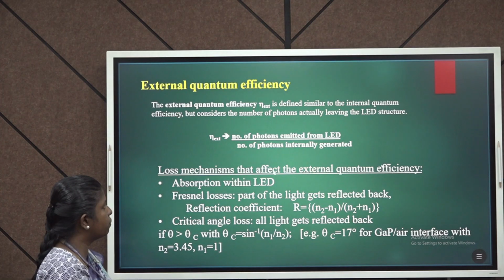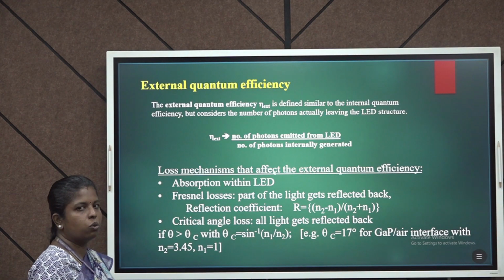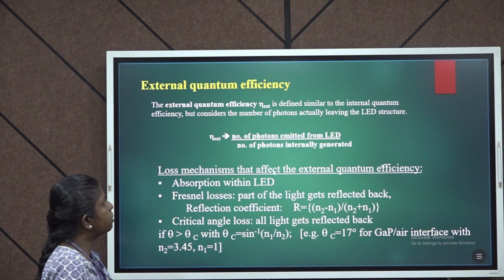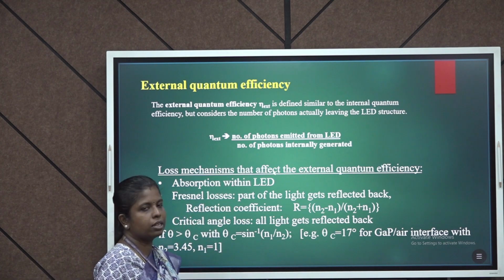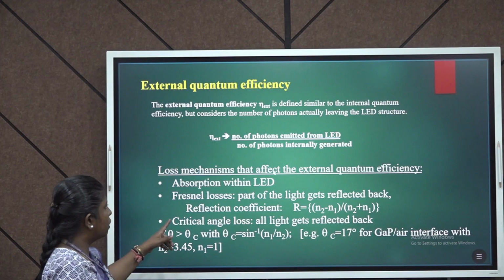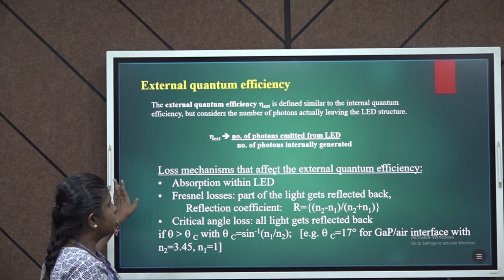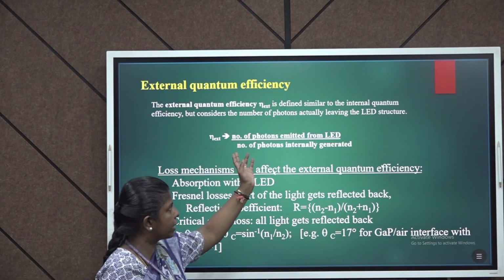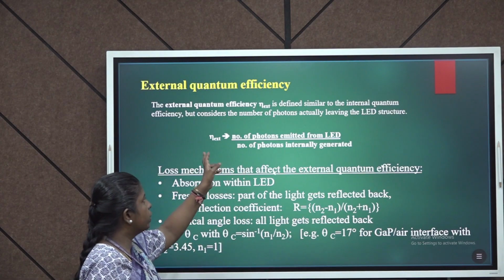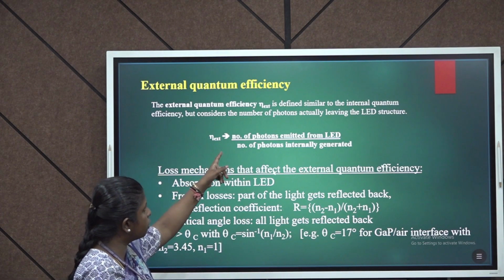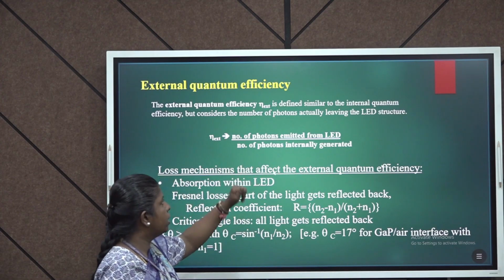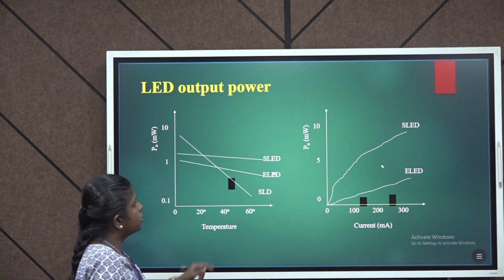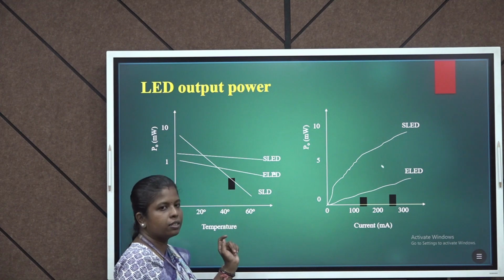So the external quantum efficiency is another parameter to calculate the efficiency of the LED. Here eta external is the number of photons emitted from the LED over the number of photons internally generated. It is defined similarly to the internal quantum efficiency, but also considers the number of photons actually leaving the LED structure. So eta external is calculated as the number of photons emitted from the LED divided by the number of photons internally generated. So this is the LED output for superluminescence LED, edge emitting LED, and semiconductor LED.